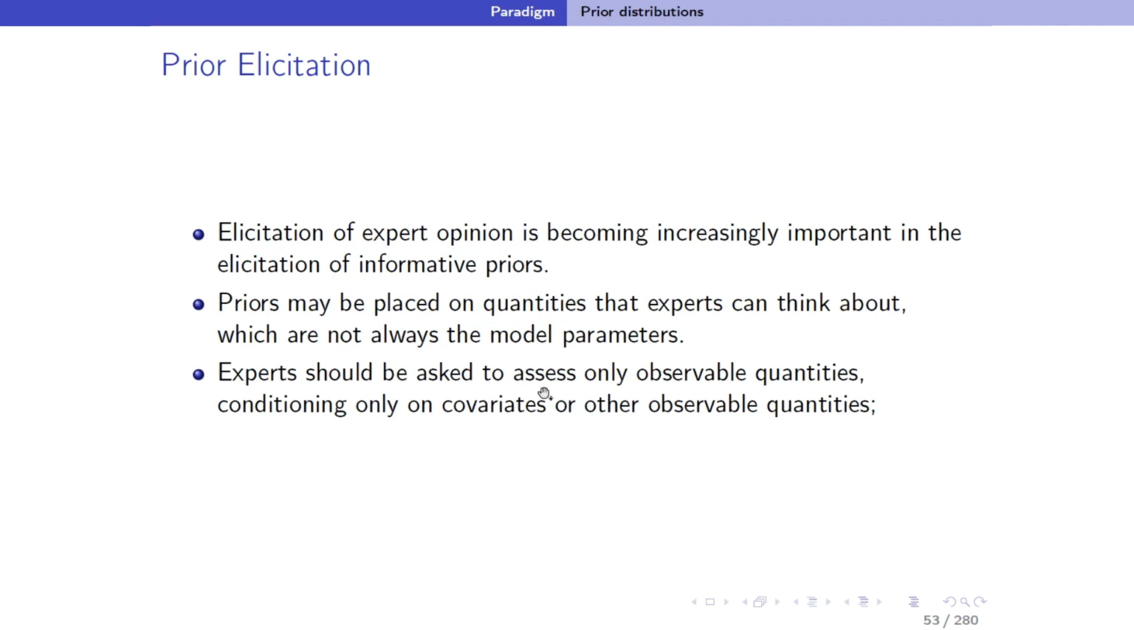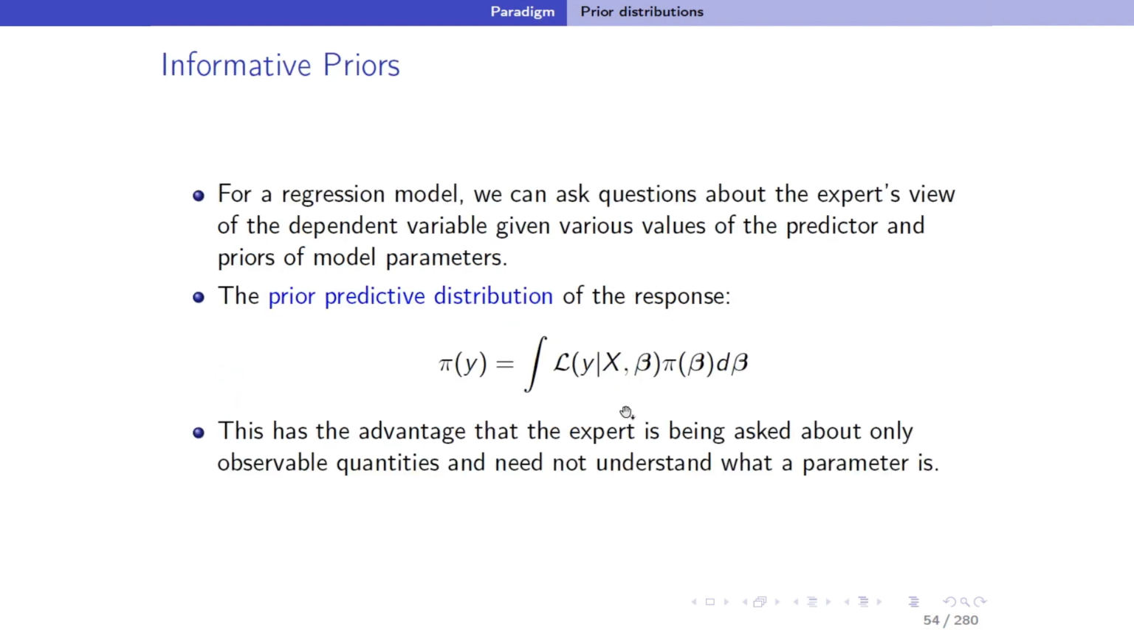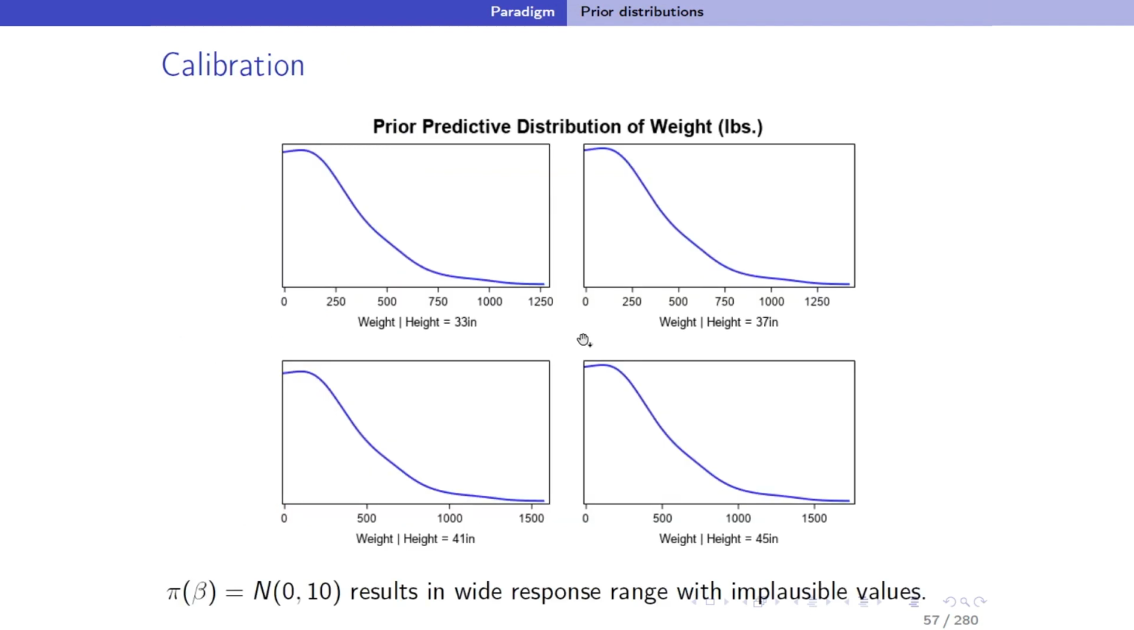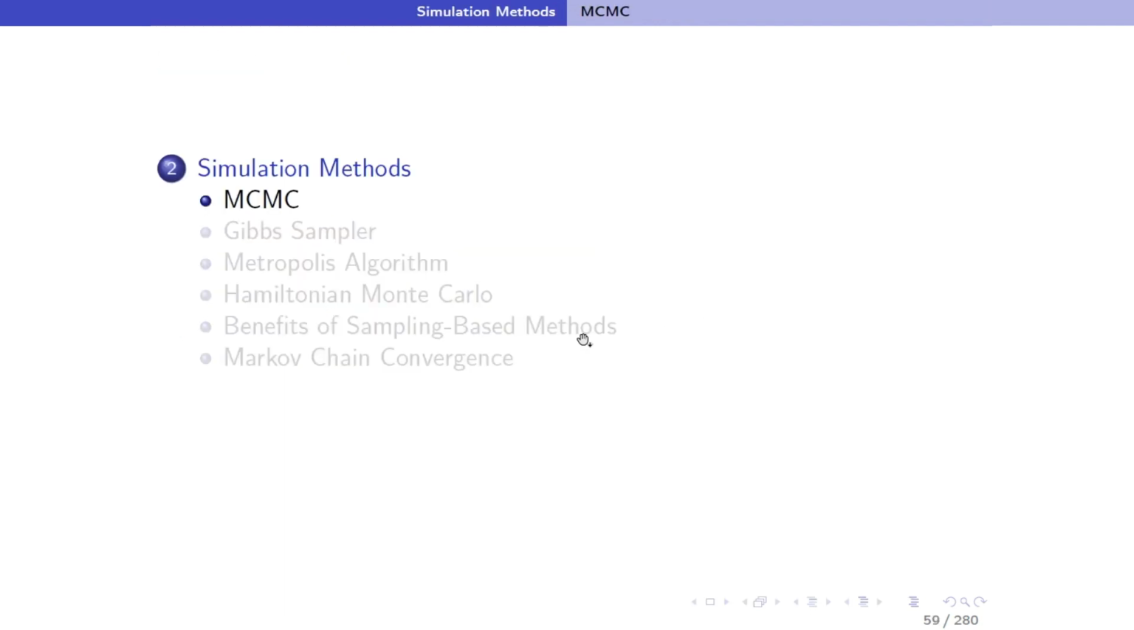Experts should only be asked to assess observable quantities, but you want to translate that information to the parameter. I work through the idea of the prior predictive distribution, and then how to elicit coefficients if you want to conduct a study on height to weight, what prior you can use on beta. I will skip this part due to lack of time at this point.